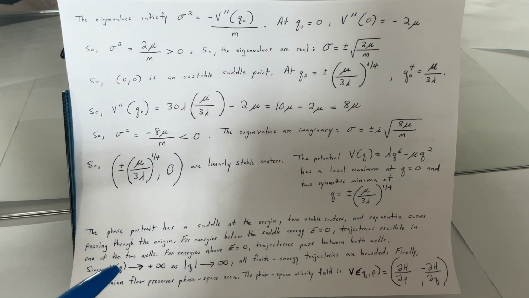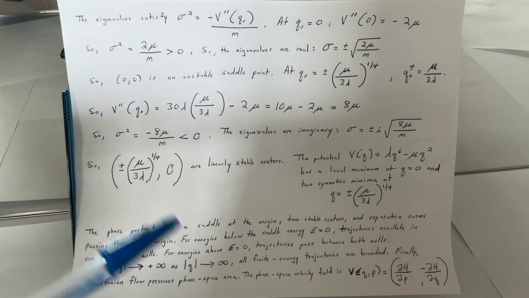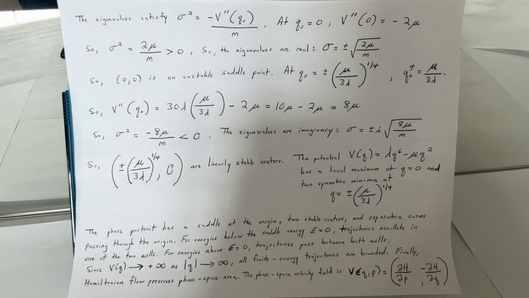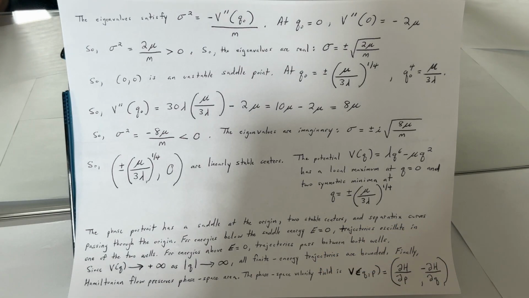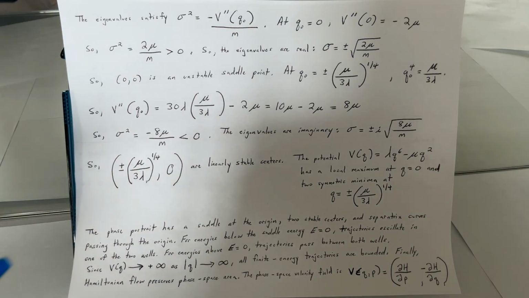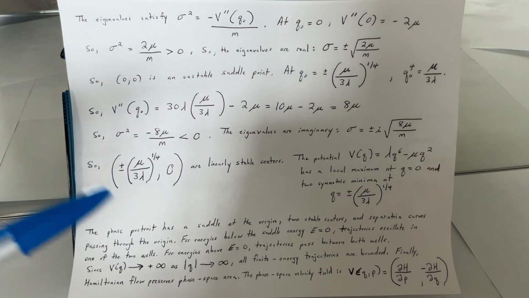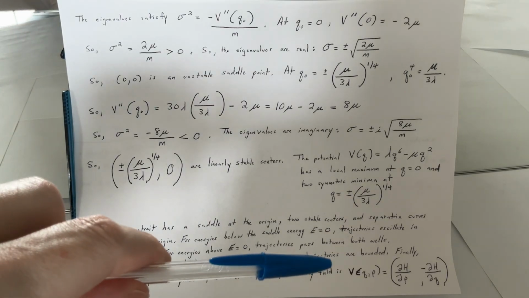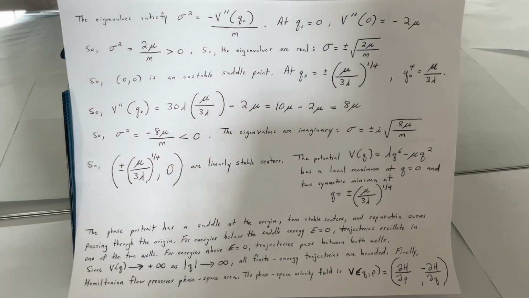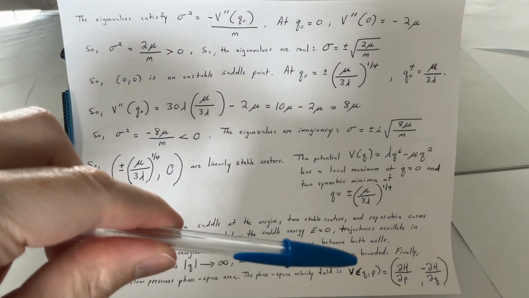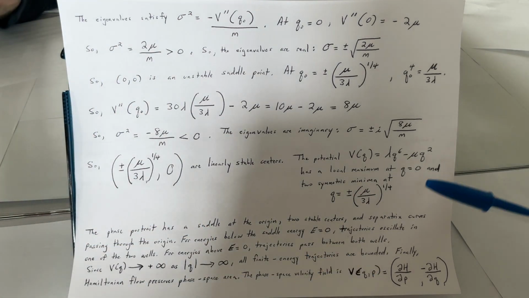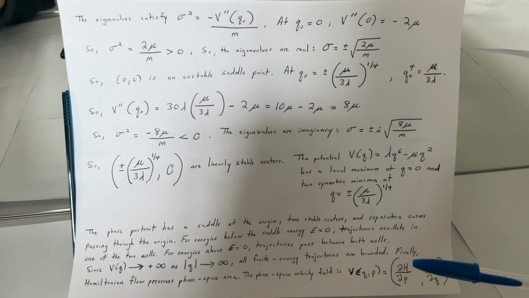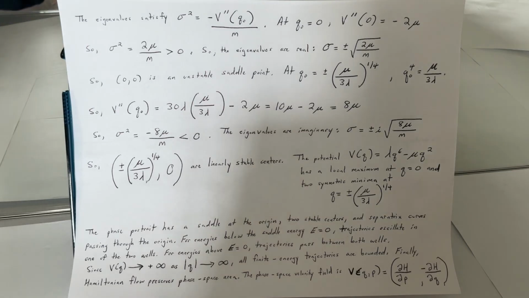Since V(q) approaches positive infinity as the absolute value of q approaches infinity, we could say that all finite energy trajectories are bounded. Finally, Hamiltonian flow preserves phase space area. The phase space velocity field is V of (q, p), that should be V(q, p), not an epsilon, sorry about that, equals the partial derivative of H with respect to p, comma, negative partial derivative of H with respect to q.